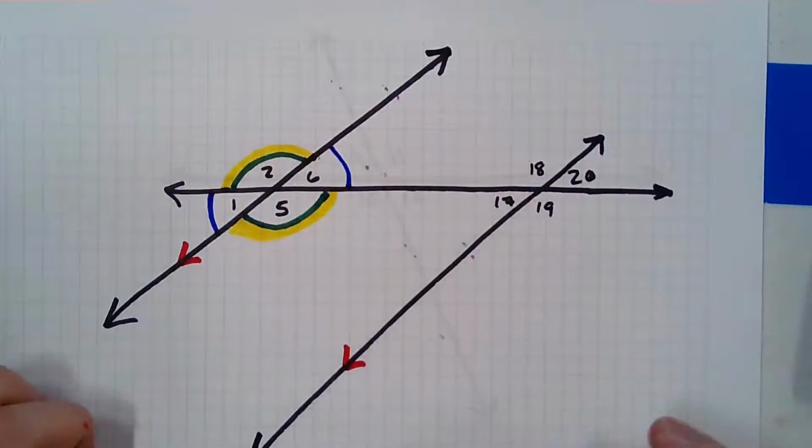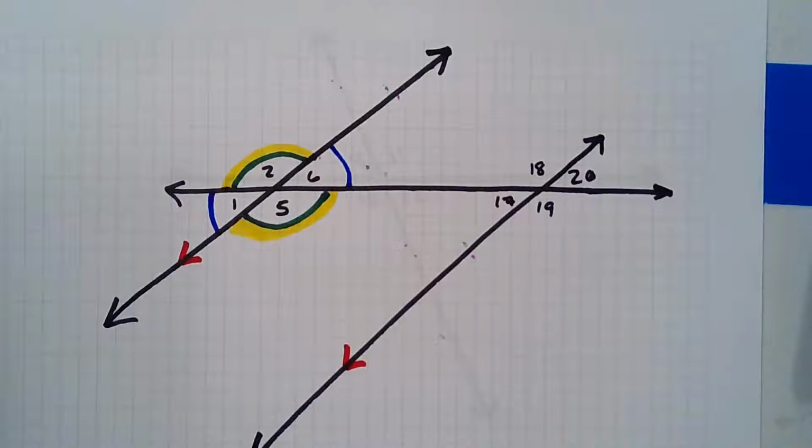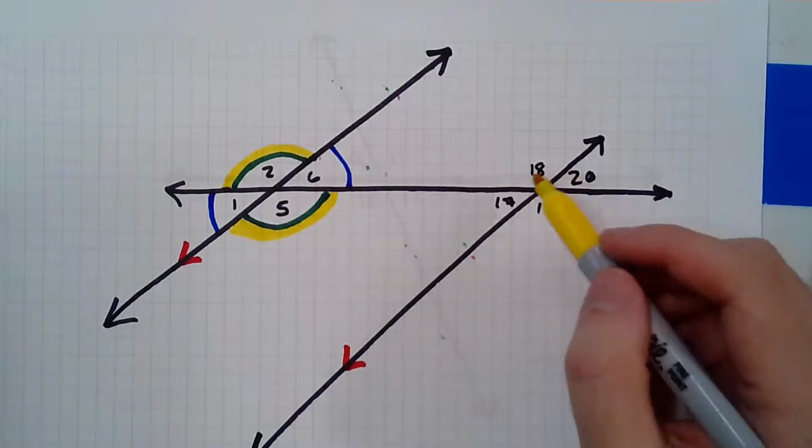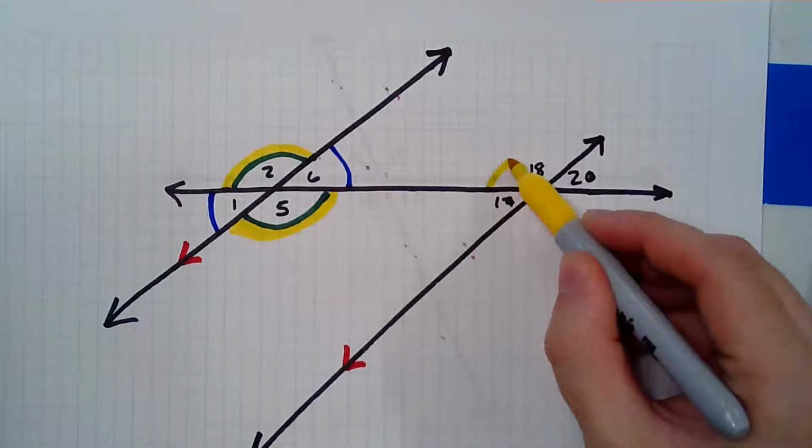Vertical angles. Mr. Eads, give us another set of angles that are congruent. 18 and 19 and 8. 17 and 20. 18 and 19, how do you know? Scissor theorem. Very good, vertical angles.